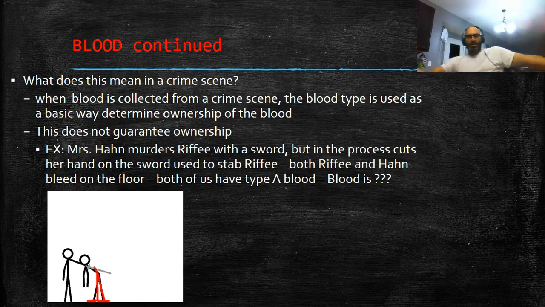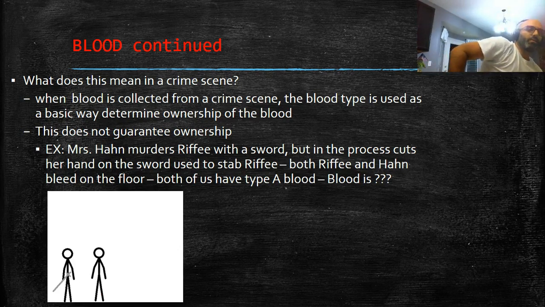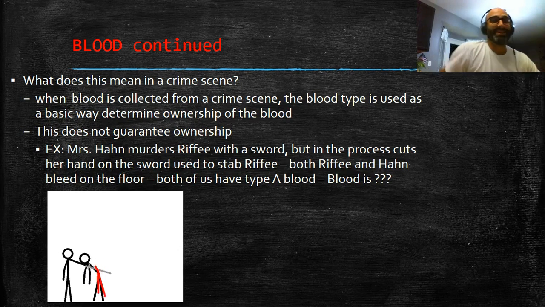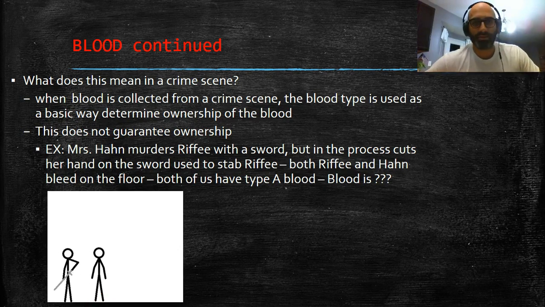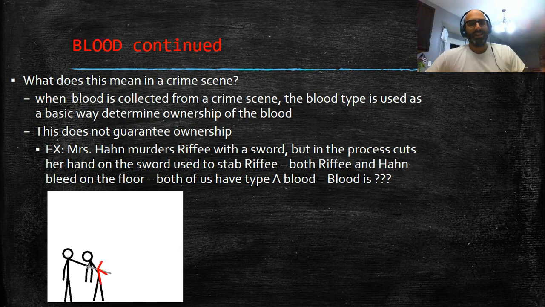Let's say that when blood is collected at the crime scene, the blood type is used as a basic way to determine ownership of the blood. Does it determine the exact owner? Absolutely not. Does it guarantee ownership? Absolutely not. This is because there are only 8 total blood types for the entire human population. With 7 billion plus people on this planet, there's a really solid chance that you're going to have the exact same blood type as somebody else.